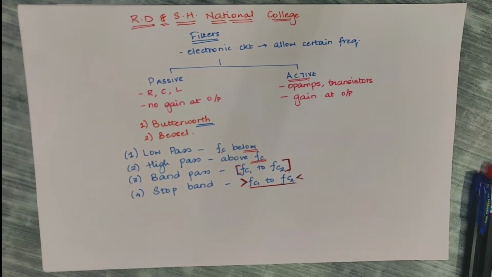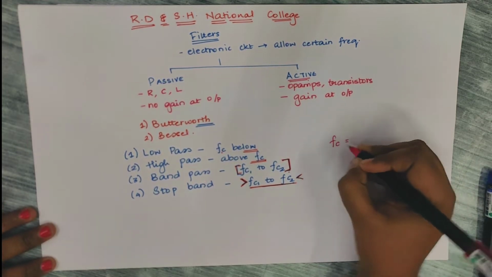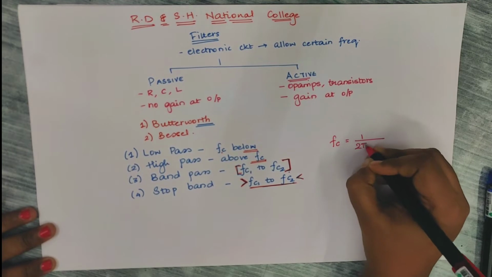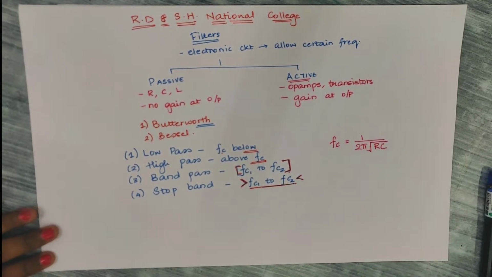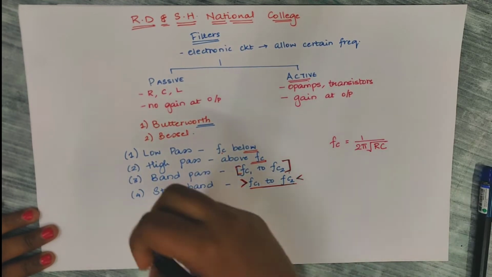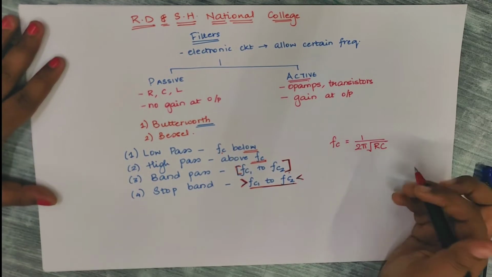Now how do you get this cutoff frequency? Basically there's a formula for cutoff frequency which is given as Fc is equal to 1 upon 2 pi root of RC. So what is this RC? Let's see. I'll draw the diagrams for low pass and high pass. There are different orders. The first one is first order.